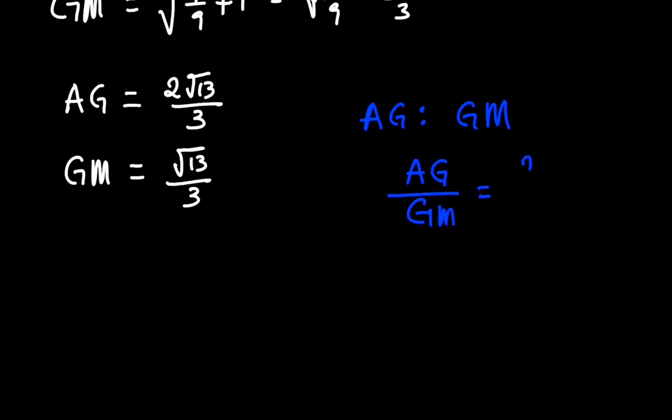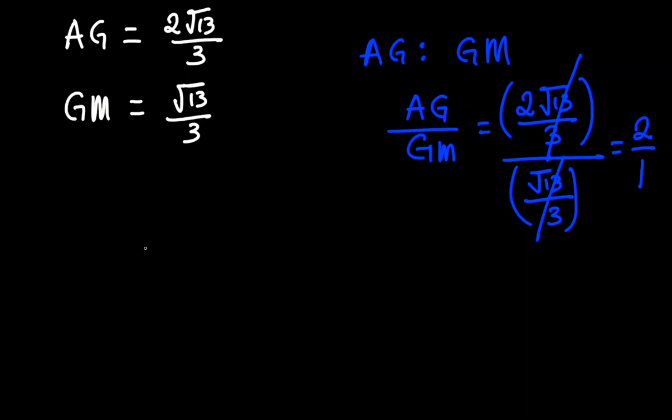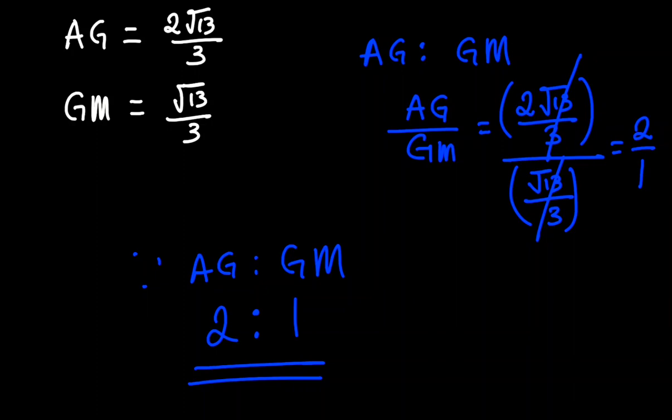So this is going to be 2 root 13 all over 3, all over root 13 over 3. Now, these are two fractions. You could see that this will cancel this. So it is going to be 2 over 1. Hence, we can write AG ratio GM to be 2 ratio 1. And this is the end of the question. Very interesting question.